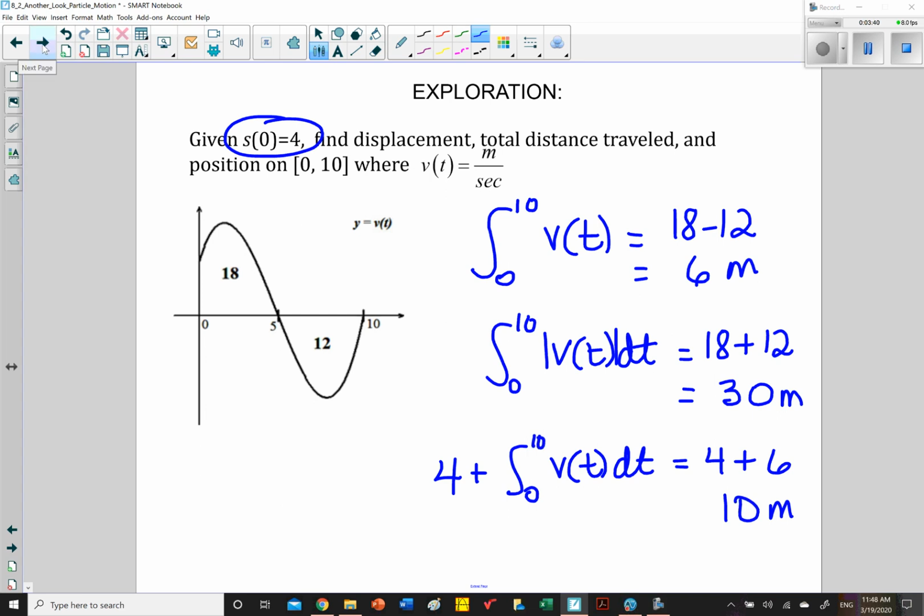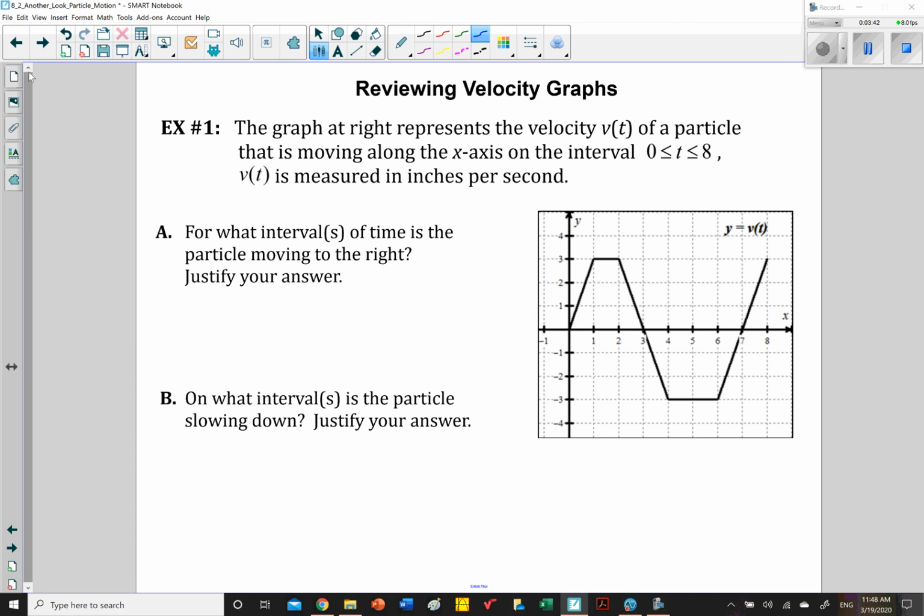So just be careful which rule that you're using. Here, the graph at the right represents the velocity of a particle that's moving along the x-axis on the closed interval from 0 to 8. And velocity is measured in units per second. So for part A, what interval or intervals of time is the particle moving to the right, and how do you know? Justify your answer.